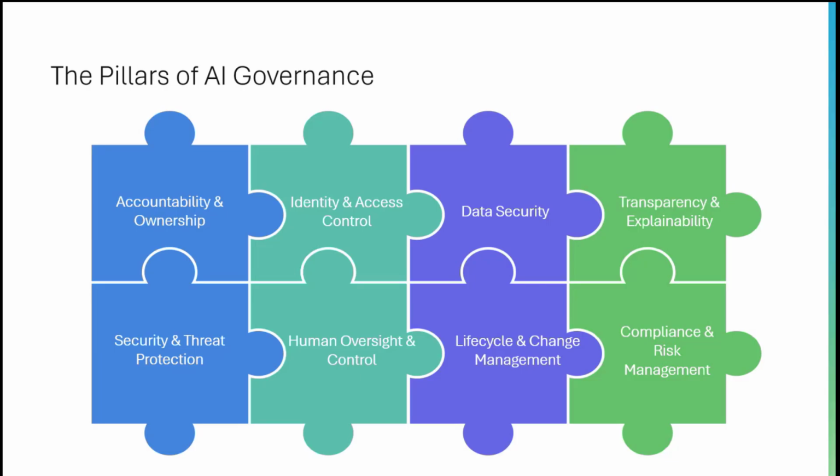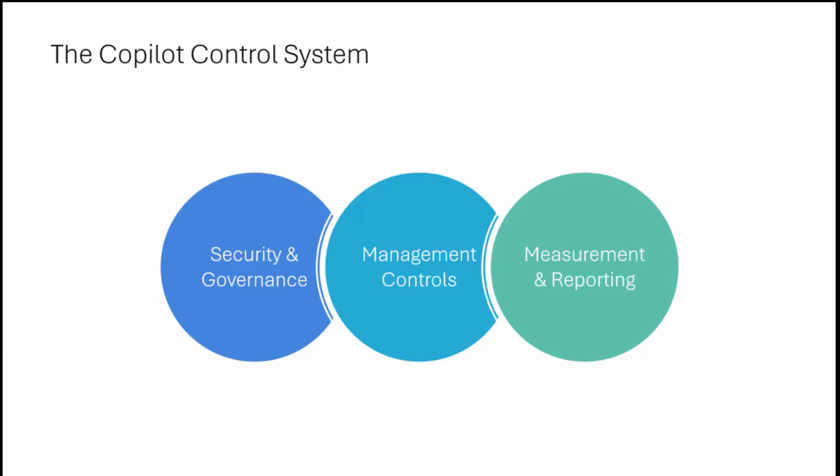I know I'm running out of time. Again, coming back to these pillars of AI governance, we just looked at the data security one. There are a lot of different things to consider for AI governance. Something that can help is the Copilot control system. There are security and governance capabilities and management controls, so things like licensing, metering, and also measurement and reporting of adoption, of readiness, productivity impacts. So it's insights and controls that can help with those AI governance pillars as well.